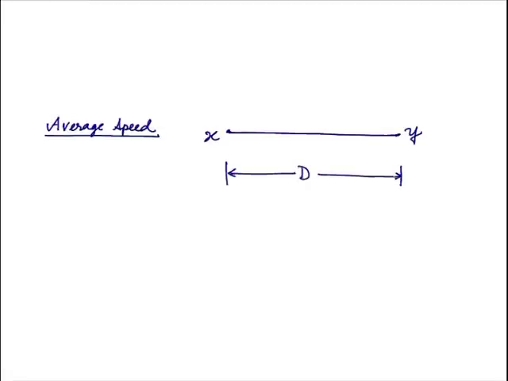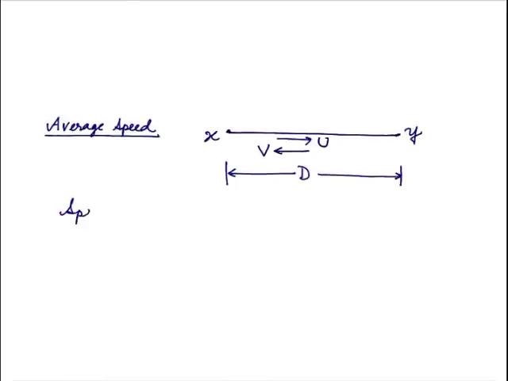Let us say that the body, which can be a car or a man or a plane, covers the distance x to y at a speed of u, could be meters per second or kilometers per hour or miles per hour, doesn't matter as long as both sides are the same, and then retraces the same path at a speed of v. We now need to calculate the average speed for this entire journey. So let us begin.